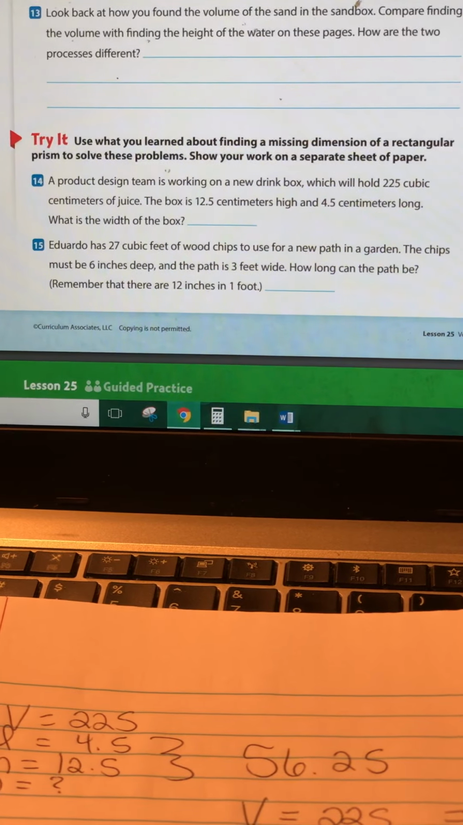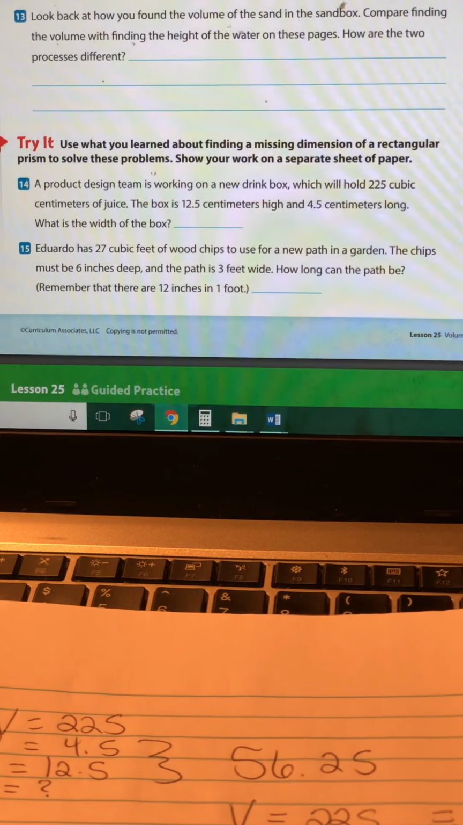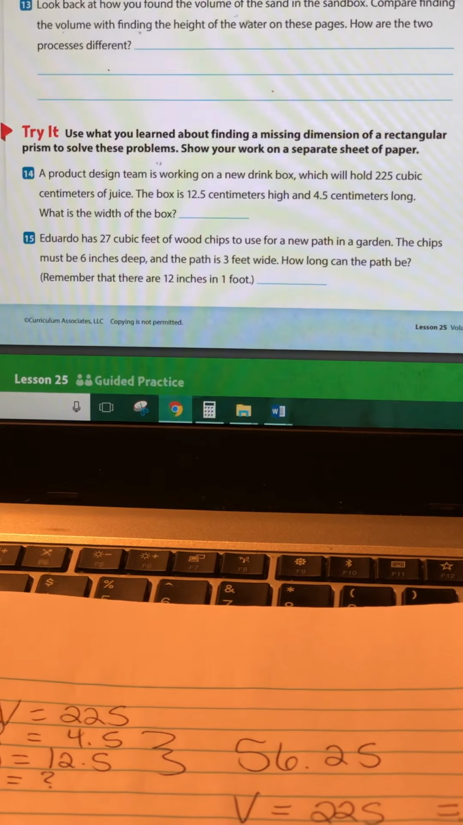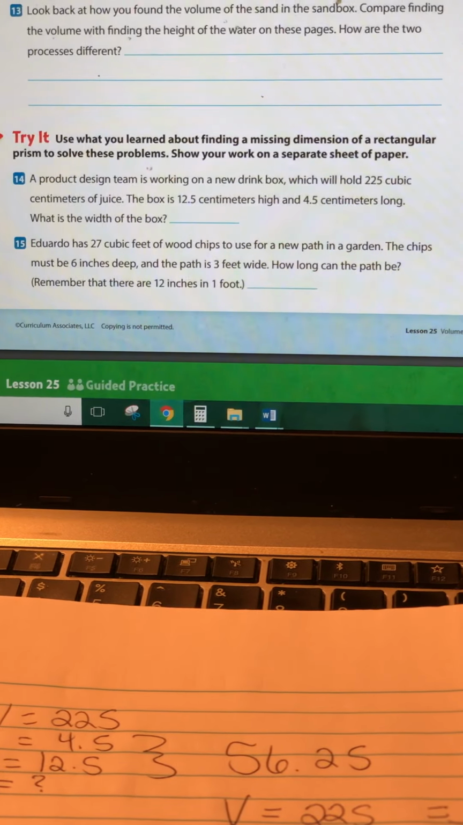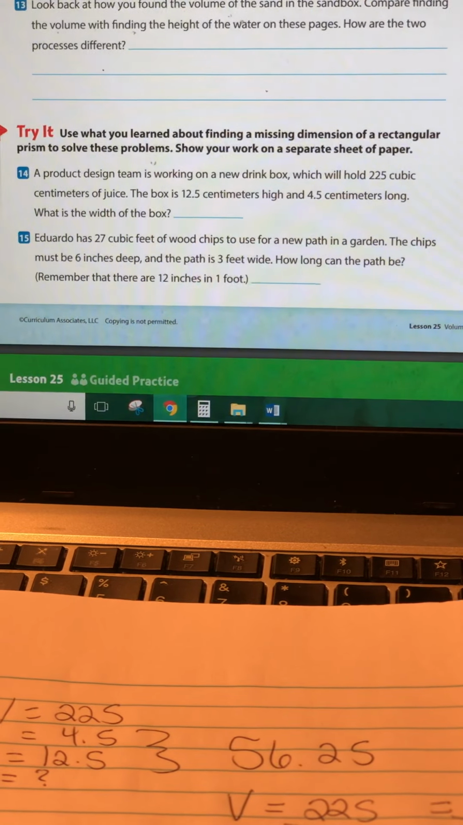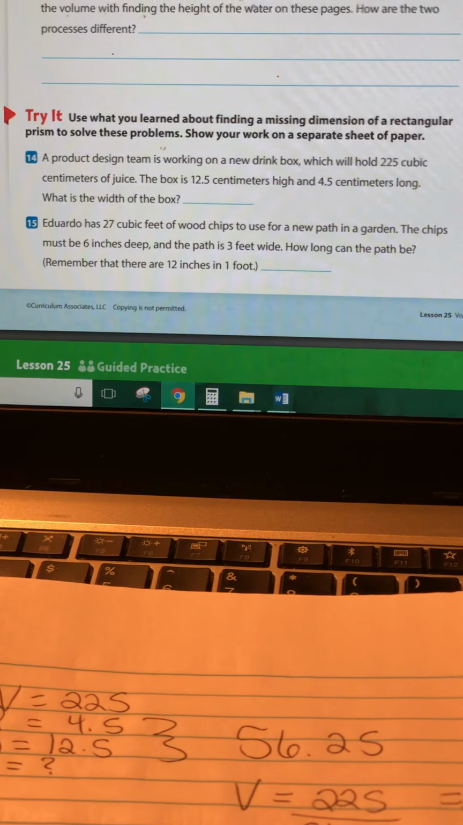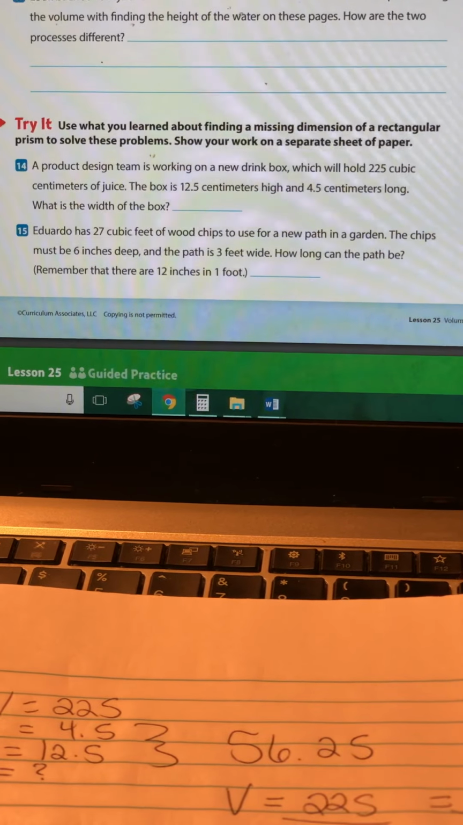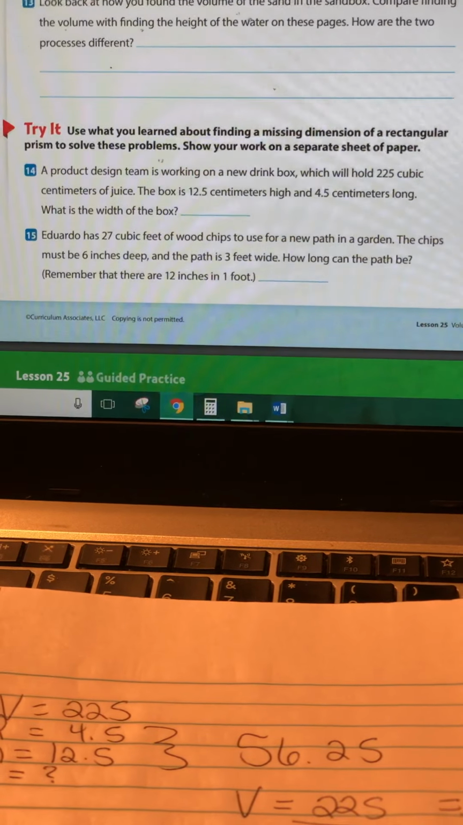All right, so what's the volume here? You got it, 27 cubic feet. Okay. Do we know the length? No, we don't. Do we know how high? Yes, we do. It is 6 inches deep, and deep means the same as the height. Okay. Do we know how wide? Yes, it is 3 feet wide.